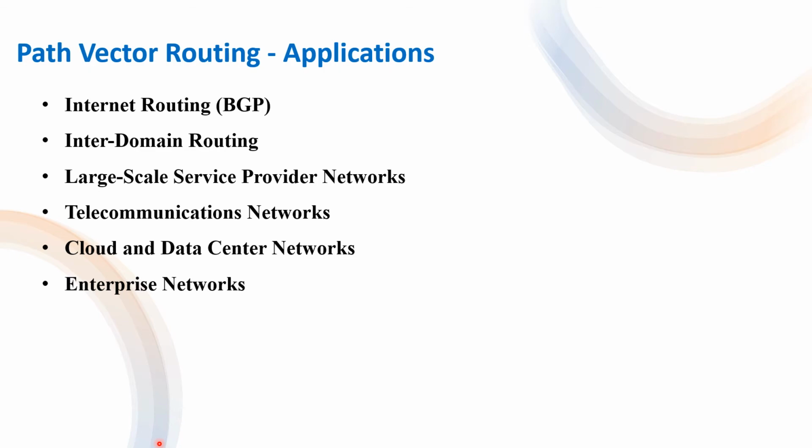Path vector routing has several key applications across different types of networks. Here is how it is used. Path vector routing forms the backbone of the global internet routing via Border Gateway Protocol. It manages how data travels between different autonomous systems and the internet. It is primarily used in inter-domain routing, which means routing between different networks or organizations. BGP ensures that data can move between various autonomous systems that make up the internet.